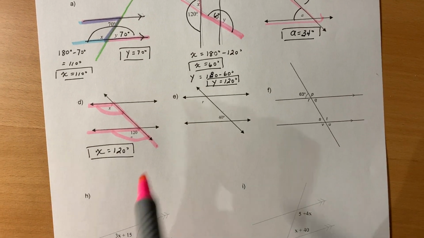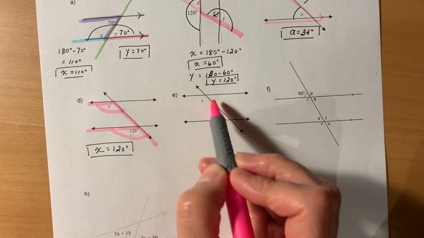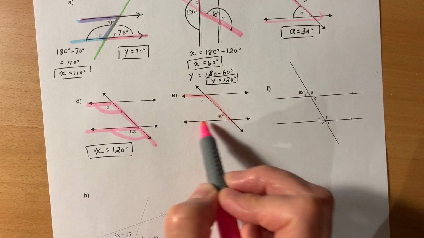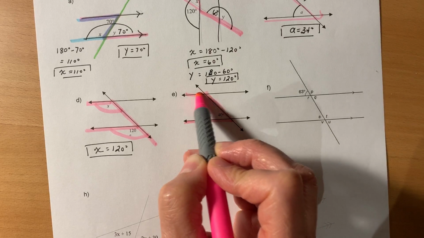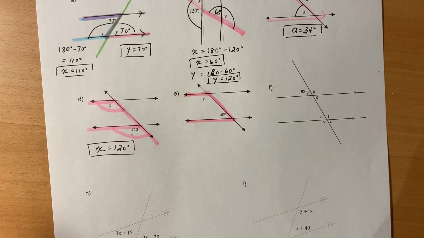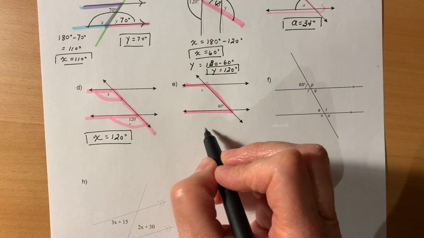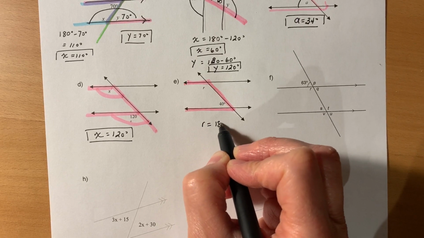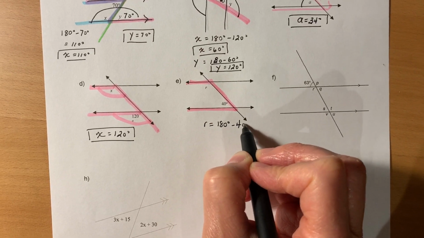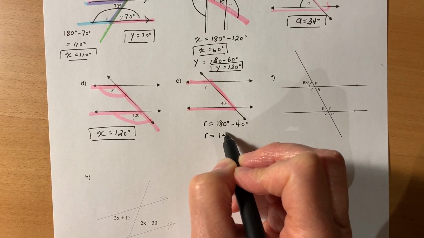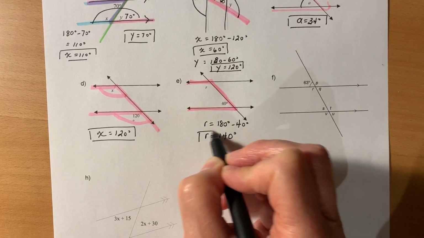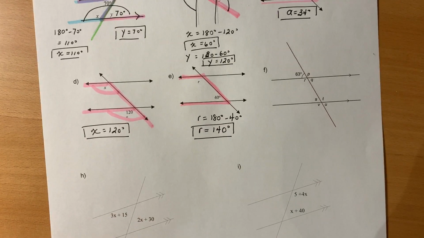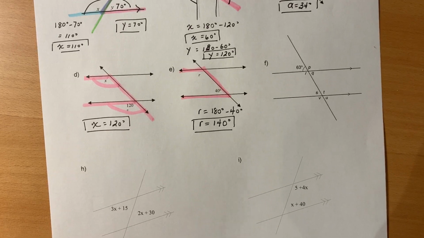Again, E, start drawing patterns, Z's, F's. Here I notice I have a C pattern. I know with the C pattern, they add to 180 degrees. So I take 180, I subtract that 40, so I know that my R is 140 degrees. Again, more than one way to do it.